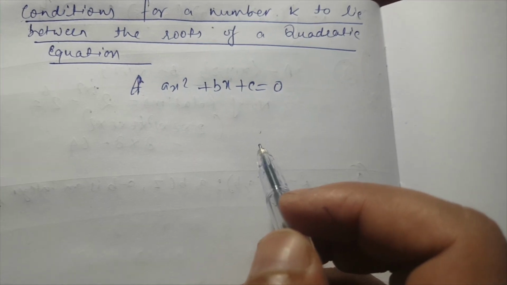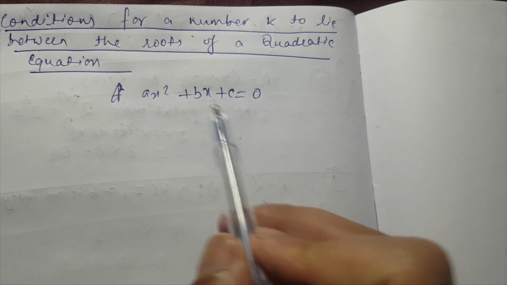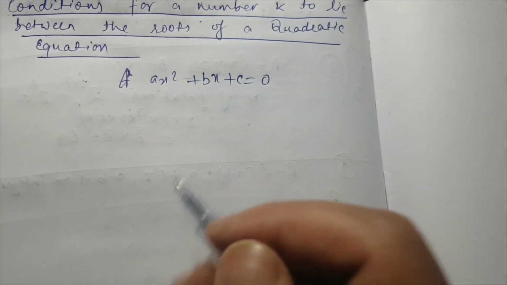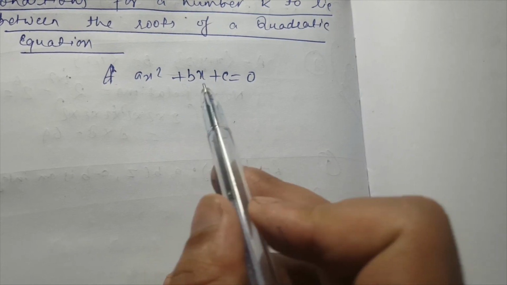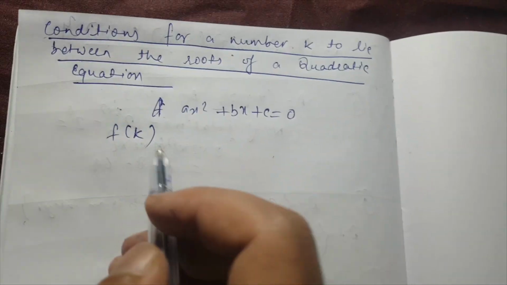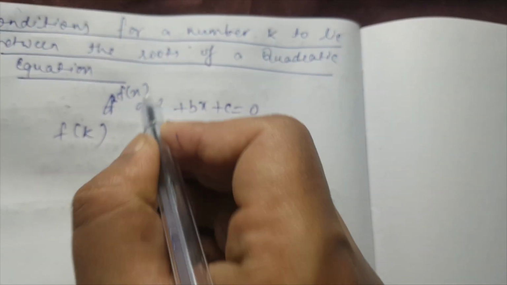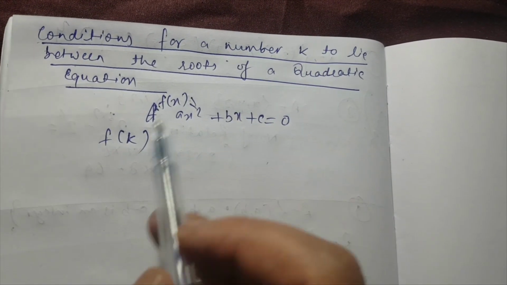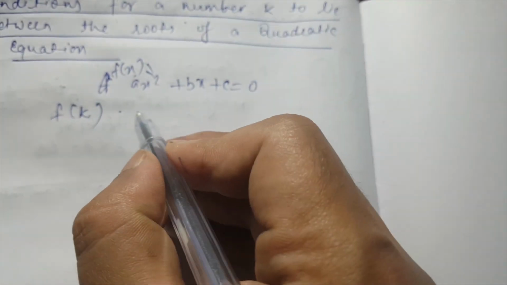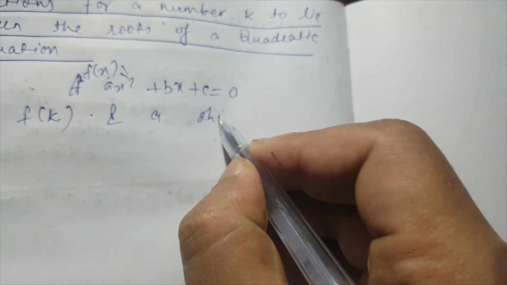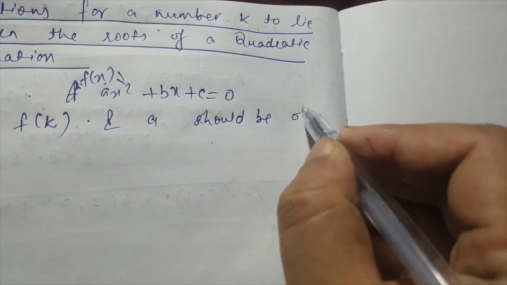Now, what are the conditions such that any random number k lies between the roots of this equation? First, which is obvious, the equation must have real roots. And this is the function f(x); if we plug k into this function, then the sign of f(k) and the sign of a should be opposite.